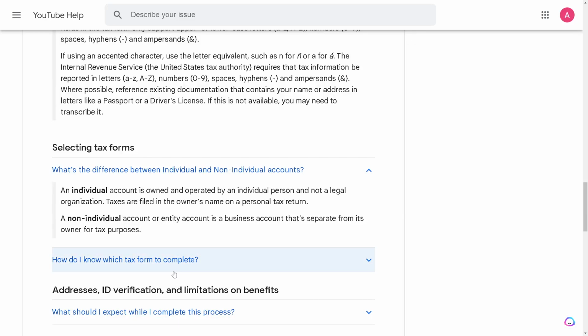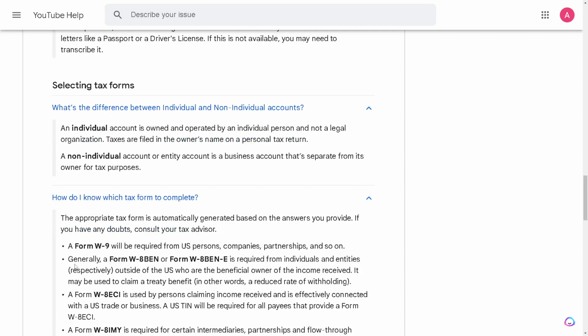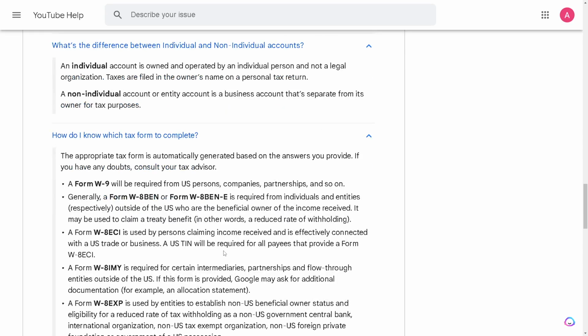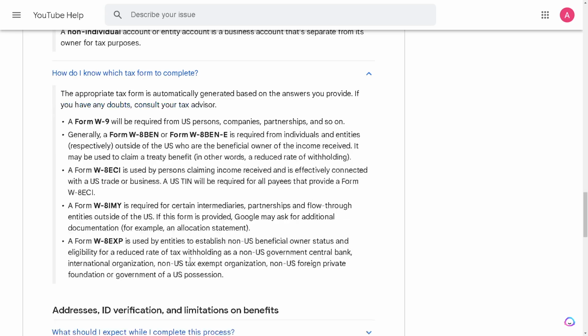All right. So basically, here are some tax forms to complete. A Form W-9 will be required from U.S. persons, companies, partnerships, and so on. Generally, a Form W-8BEN or Form W-8BEN-E is required for individuals and entities. A Form W-8ECI is used by persons claiming income received that is effectively connected with a U.S. trade or business. There's also the Form W-8IMY and W-8EXP.